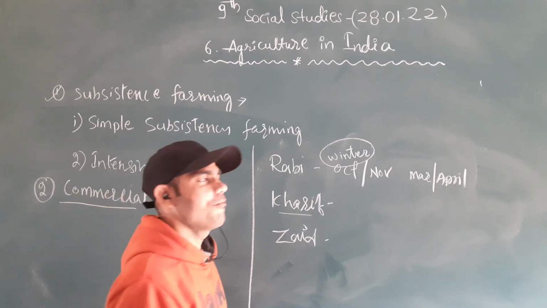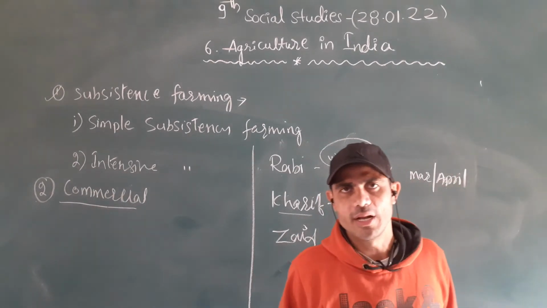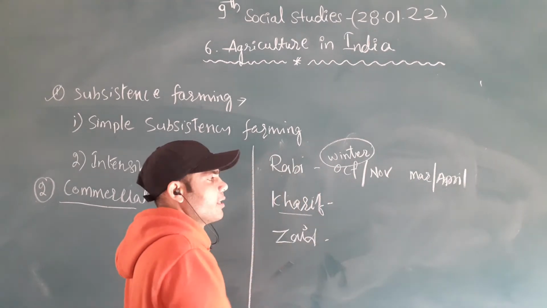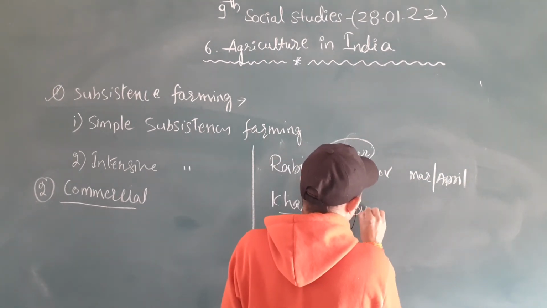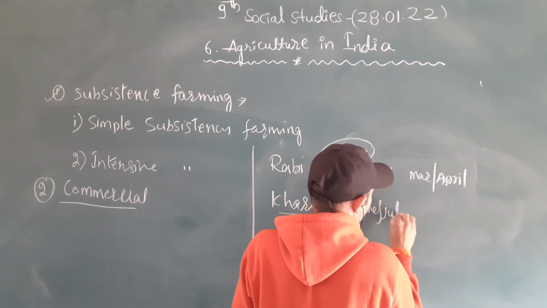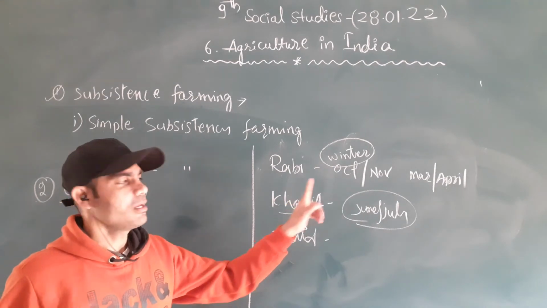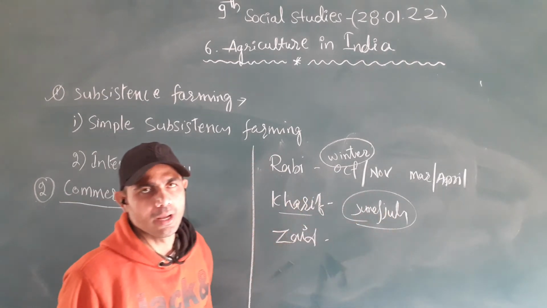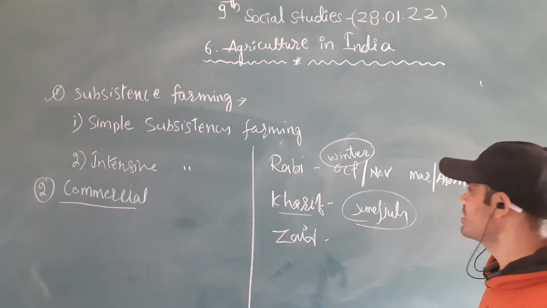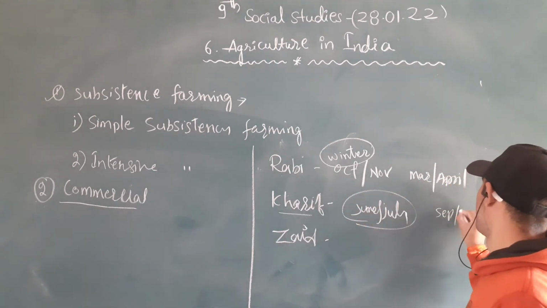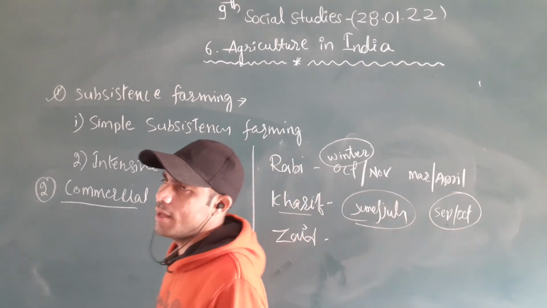When it comes to the Kharif season, this is the natural season because it mostly depends on the monsoons, right? We can use it in the monsoon. The Kharif season starts in June, July. The sowing of the Kharif season is in June and July, and the harvesting time is September and October.